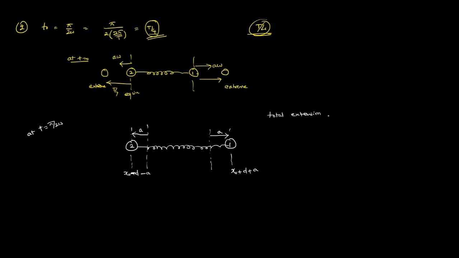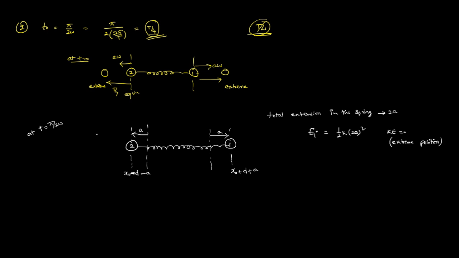The total extension in the spring is, you can take it as 2a. Then the initial energy of the system is half k into (2a) whole square. This is the energy of the system, where the kinetic energy is 0 because the particles are at extreme position. At extreme position, we know that there will be no velocity for the particle.